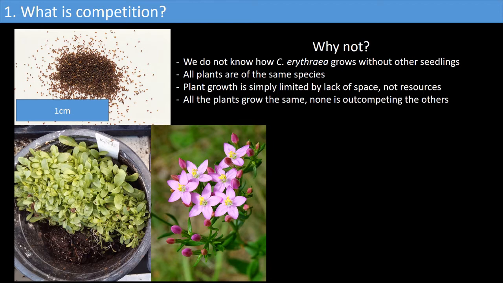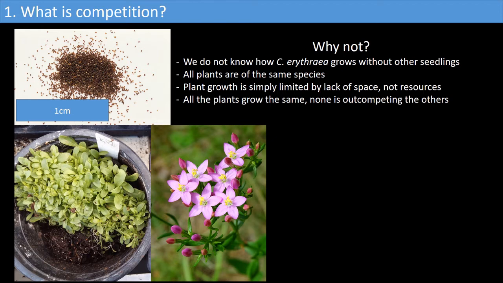These can simply be very small seedlings. Even if we take them apart and we grow each of them individually, maybe they will all be of the same size. So that leaves us two options. Okay, I'll give you the answer. This is what I was looking for.